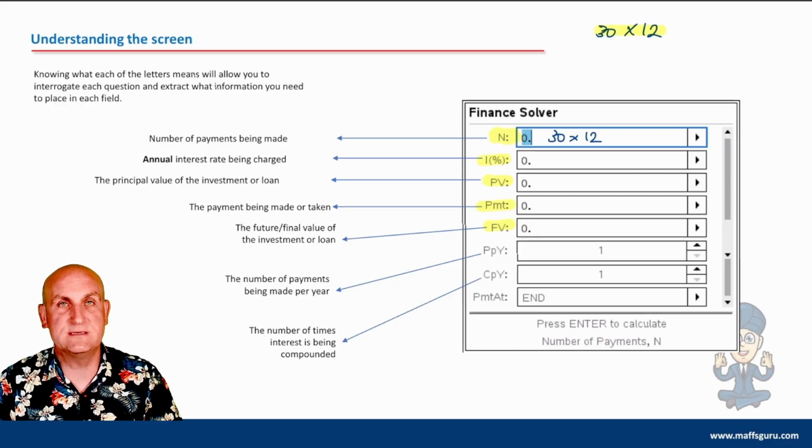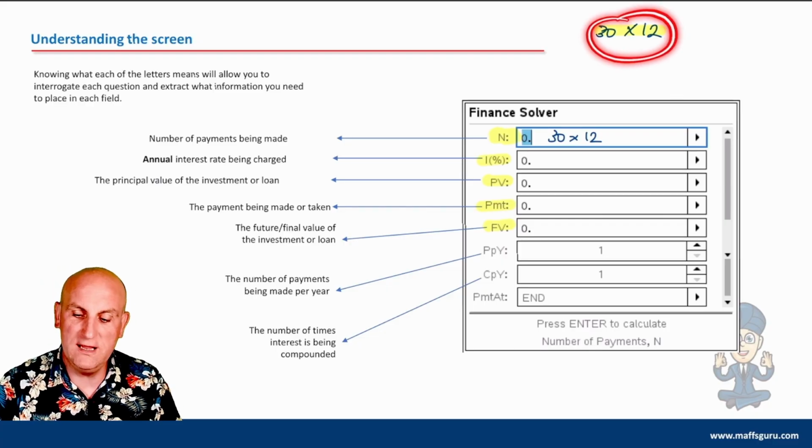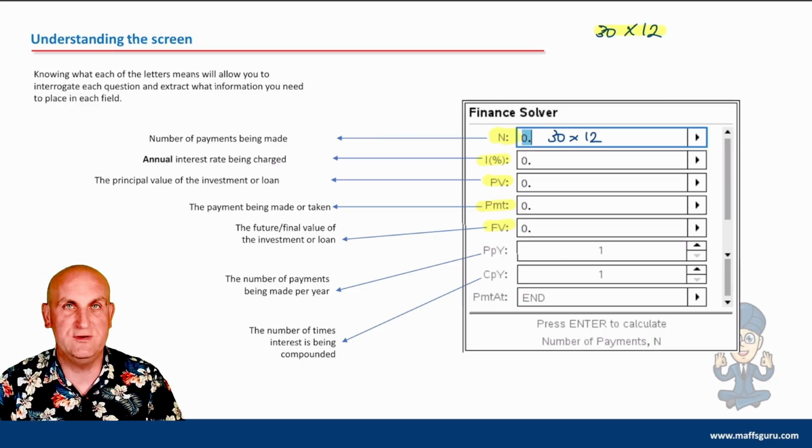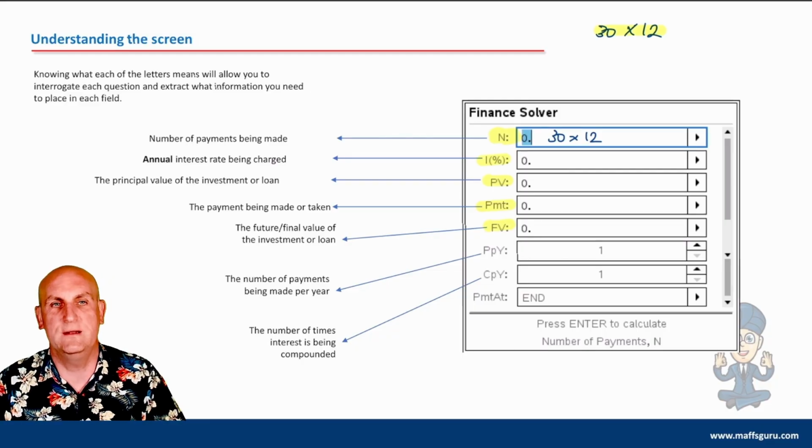PPY and CPY. PPY, payments per year. How many payments are you making per year? Although I've put in maybe 360 payments, the calculator needs to know how many of those are going to be made every single year. Then it does its voodoo magic in the background.